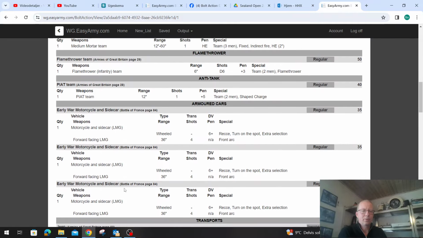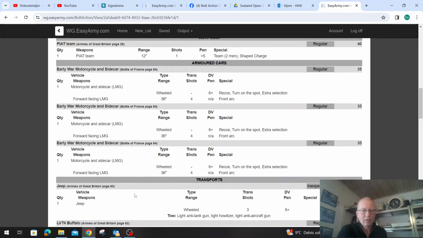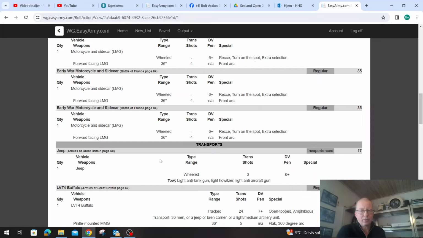Then I bought 3 early war motorcycles with LMGs. These are going to be my pin machines. They deliver quite a lot of pins so that my charges with the Gurkhas can move up. A jeep, which is for the flamethrower. Inexperienced, and my officer can go in that if I want to outflank and give myself a little bit of a better chance at that.